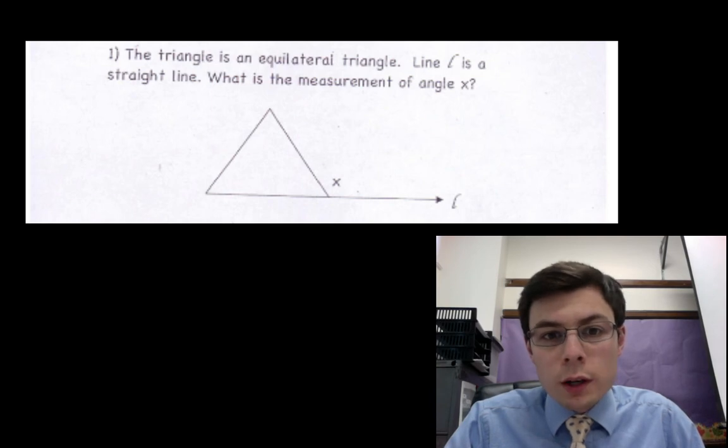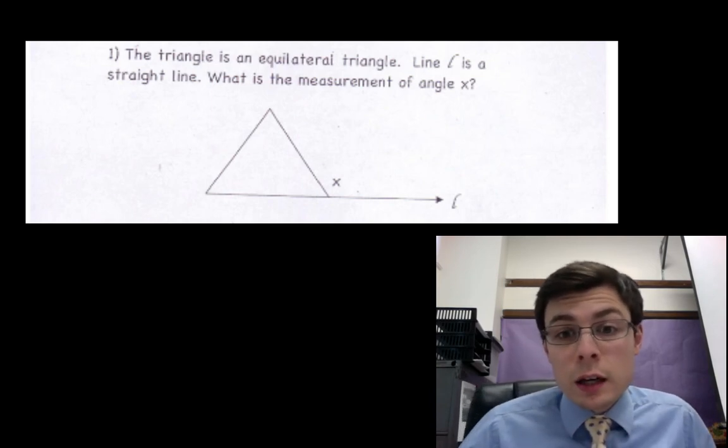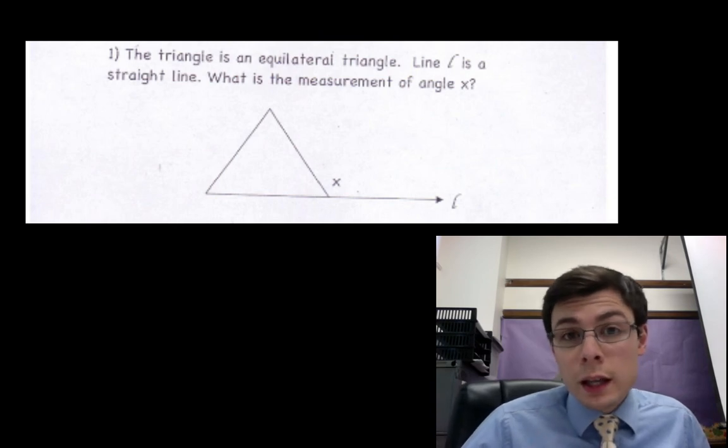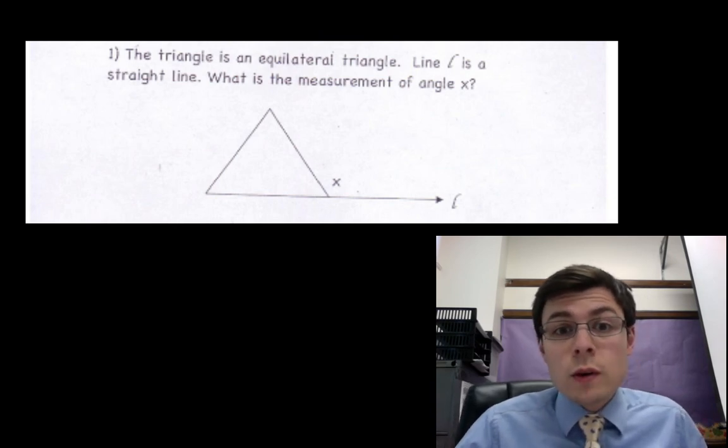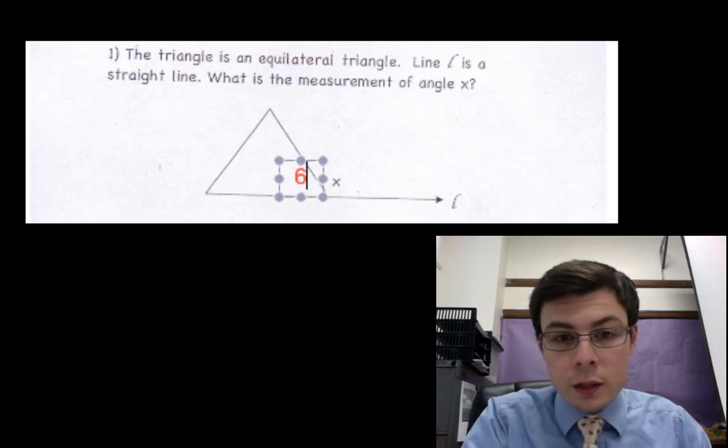For question number 1, we're trying to find the value of x if line L is a straight line and the triangle given is equilateral. The first thing we know is that since the 3 angles of the triangle add up to 180, each one of the angles inside the triangle must be 60 degrees. So let's put a little 60 in here so we know what's going on.